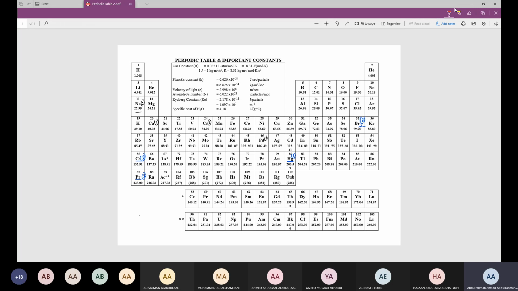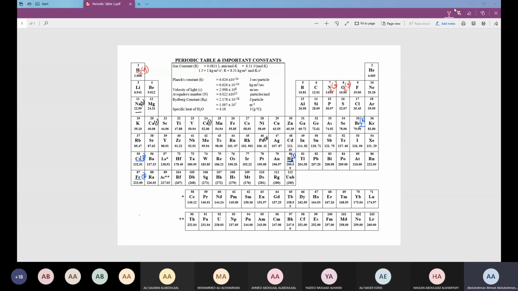Now, with red, I will put the gases. Where are the gases? First gas is what? Hydrogen. Hydrogen is gas. How is it available? H2. What are the other gases? Helium. The noble gases. Nitrogen. What else? Oxygen.